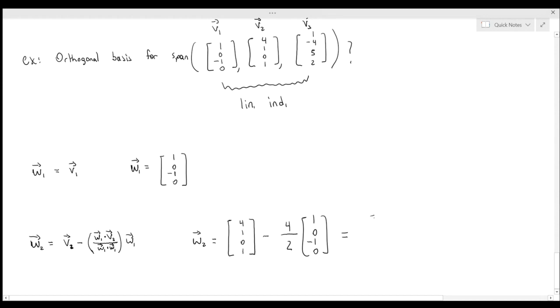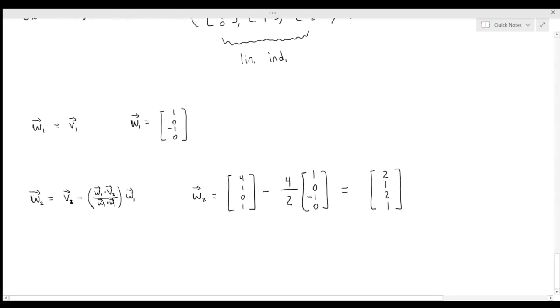If we finish the computation, 4 minus 2 is 2. 1 minus 0. 0 minus a negative, so plus 2. So I think it's going to be that. Minus 0 will be 1. Oh, and then let's check. I think I messed up. 1 minus 0 is 1, not 0. So let me fix that. Okay, so then that should give us vector W1. Yeah, I think that's all good.